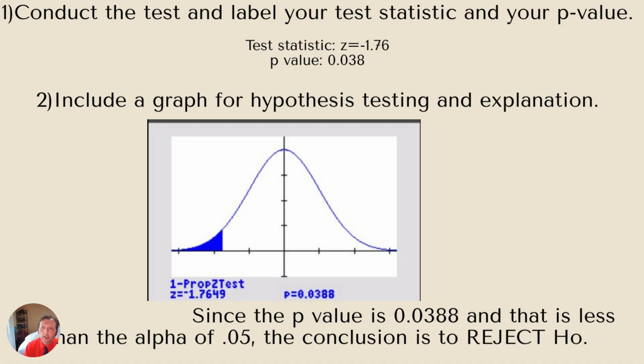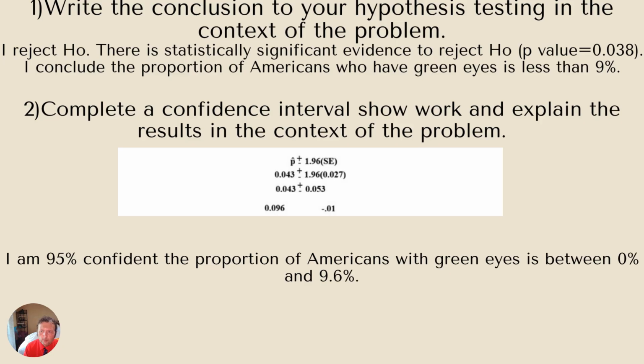Conduct the test and label your test statistic and provide your p-value. My test statistic is z equals negative 1.76. My p-value is 0.038. And this is my graph for my hypothesis testing for p. Since the p-value is 0.0388, and that is less than the alpha of 0.05, the conclusion is to reject H0. There is statistically significant evidence to reject H0, since my p-value is 0.038, which is less than my 0.05. I conclude the proportion of Americans who have green eyes is less than 9%.